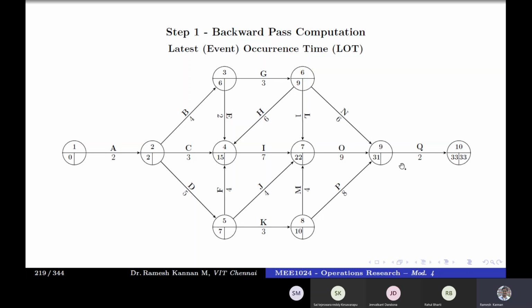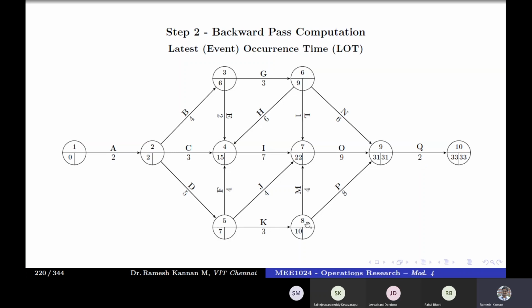Now to find LI of event 9, it is LJ minus the duration. In a forward pass, 0 plus 2 gives us 2, whereas in a backward pass, 33 minus 2 gives us 31.